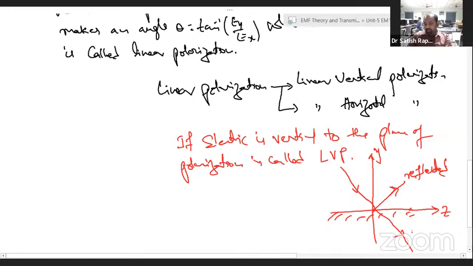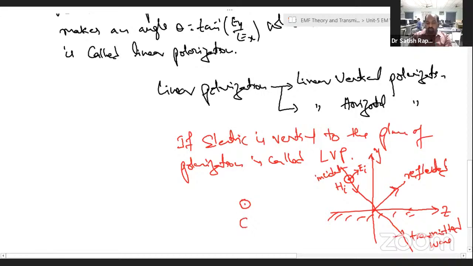Part of the wave transmits, and this is called the transmitted wave, and this one is the incident wave, right? So the incident wave is an EM wave, which consists of an electric field, this is the incident electric field, and a magnetic field, HI, right? Here the magnetic field is indicated with a dot.